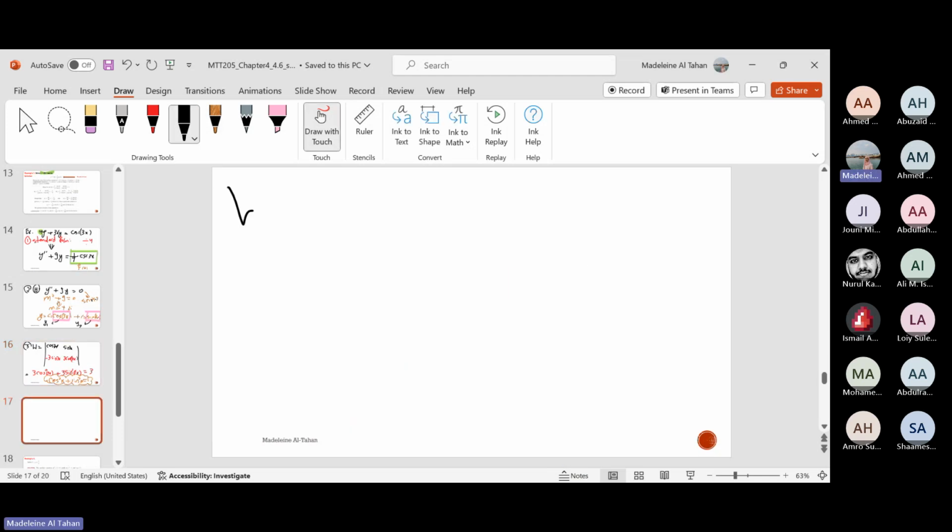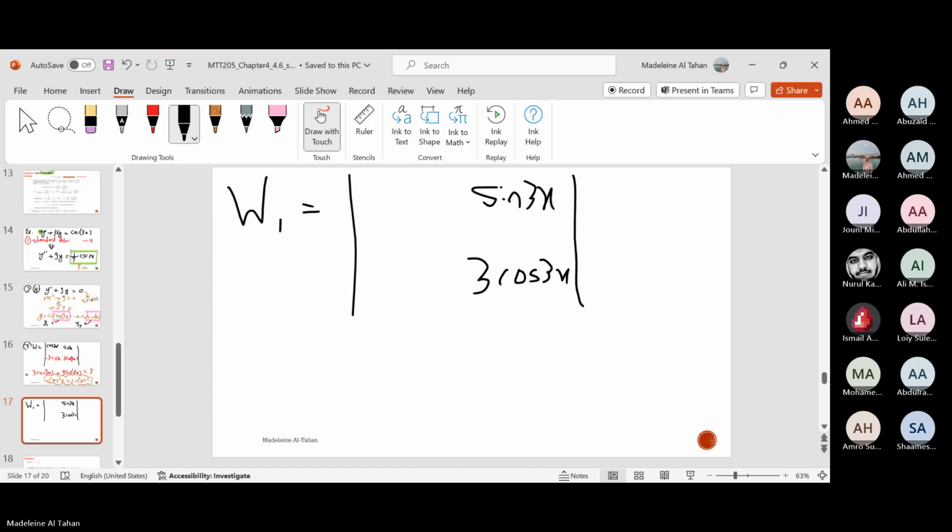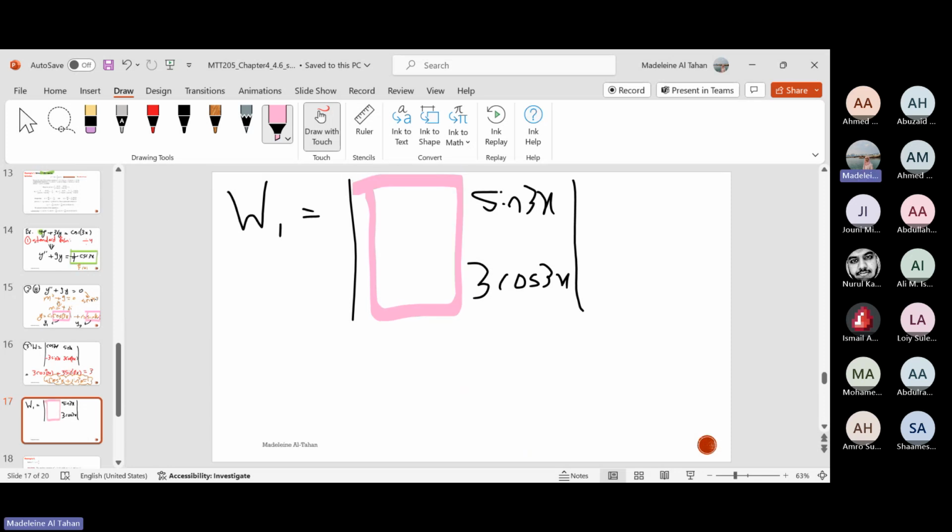Now we need to find W1. Again, for W1, we will write the Wronskian again, and instead of this column, what should we put? 0, f of x. And what was f of x?